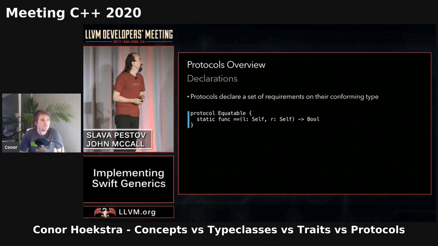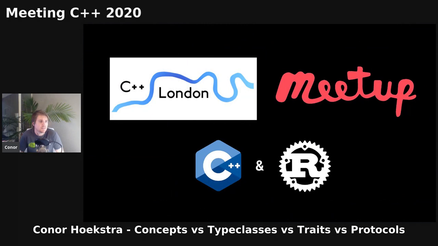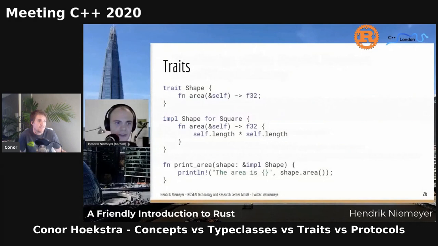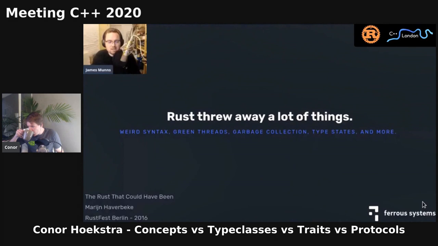And if you've been following C++ London's meetup, they recently did two different joint sessions with Rust and C++. In two of those talks, they both referred to how concepts are similar to Rust traits. We're not going to watch that, but the talk by Payas, Rust graphs hardened, mentions it, and A Friendly Introduction to Rust by Hendrik also mentions it. Then in the most recent Rust/C++ London meetup, James Munns refers to a talk here: a really wonderful talk by Marin at RustFest in 2016, where he goes over the Rust that could have been. Let's take a look at that talk.